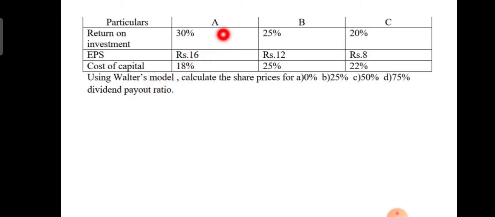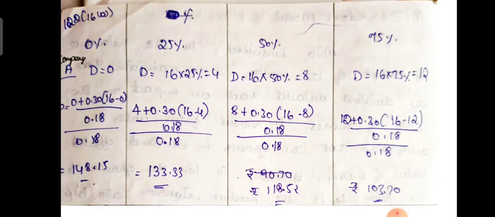So let's go for calculating for the first company, that is company A. Calculation of market price or share price. So you need to draw 4 columns. First column is for 0% payout ratio, second column is for 25%, then third is for 50%, and fourth is for 75% payout ratio. So first we need to calculate the dividend per share, that is D value. So how will you be calculating?